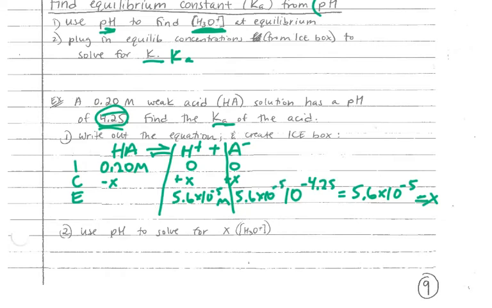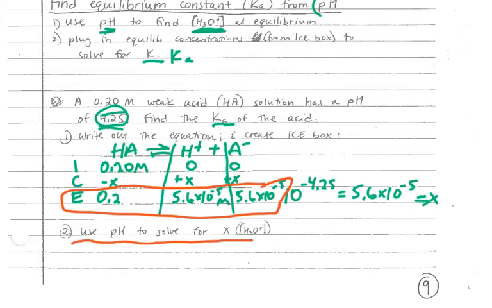And the concentration of HA is 0.2 minus 5.6 times 10 to the negative 5th. But if you type it in your calculator, that's still going to round to 0.2. That's such a small number that you're subtracting. So these are our equilibrium concentrations, and now we can plug these values into our Ka expression. I kind of did step 2 already. I just realized that. I said use the pH to solve for X, to solve for the concentration of hydronium ions, which is what I did right here.